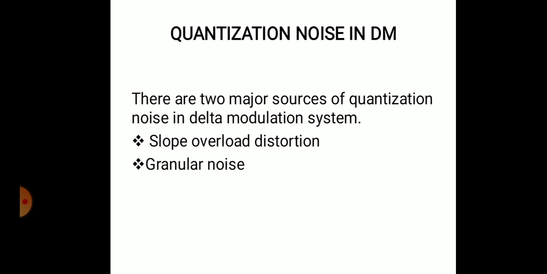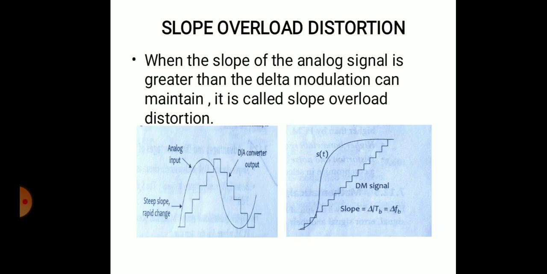And when the sampling frequency increases, it results in a delta modulation waveform that requires a large bandwidth, and increasing the step size increases the quantization noise. So there are two major sources of quantization noise in a delta modulation system. What are these? One is slope overload distortion and another one is granular noise. So first of all is the slope overload distortion. What is this?